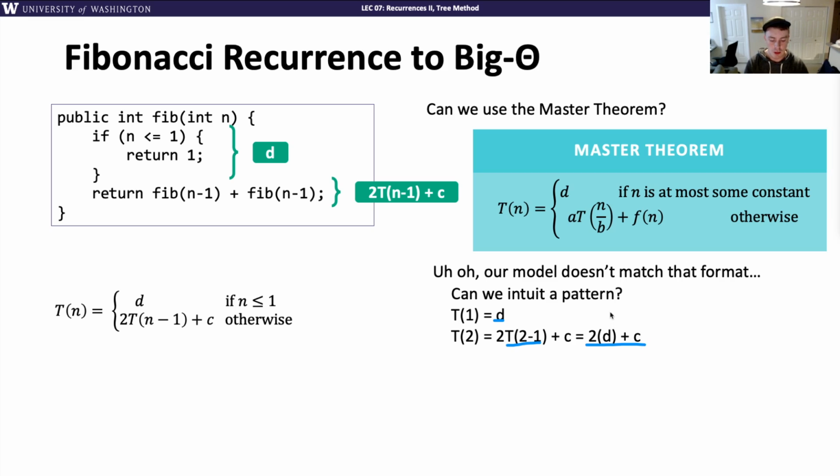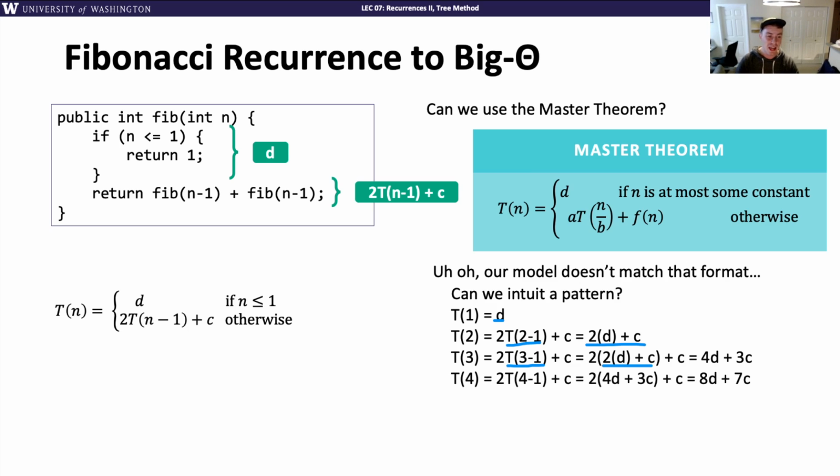Okay. Well, what if I try again with T of 3? With T of 3, I need to evaluate T of 3 minus 1, which is T of 2. T of 2 is 2d plus c, and so we have 2 times 2d plus c. You can do a bit of algebra and you get 4d plus c. And I'm going to speed through the rest of these because it's the same thing over and over again. You get 8d plus 7c, and then 16d plus 15c.